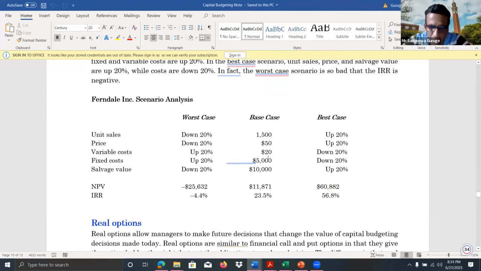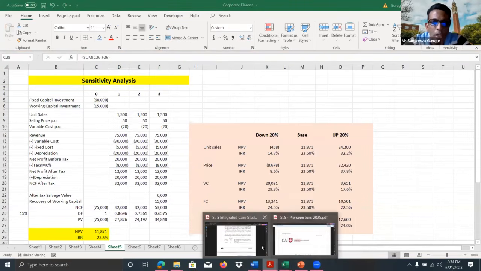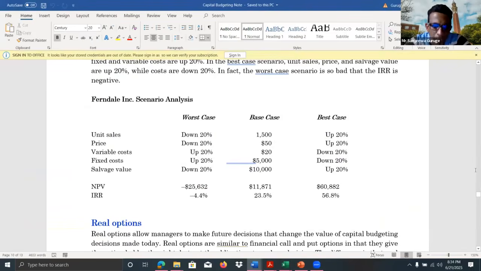Now this is the base case, and these are the values that have been estimated initially. But if everything changes unfavorably, then what will happen? In this analysis, all the key variables need to be changed to identify the overall impact. Worst case means unit sales decrease, price decreases, variable cost increases, fixed cost increases, salvage value decreases. Everything changes unfavorably, and we can see the impact. Everything changes favorably, and you can see the impact.